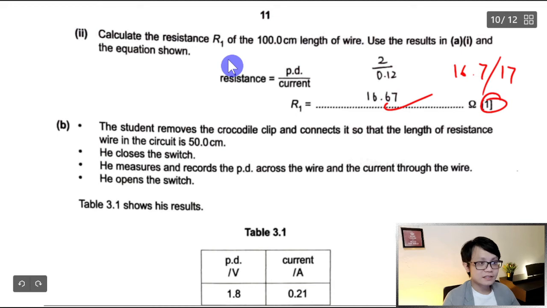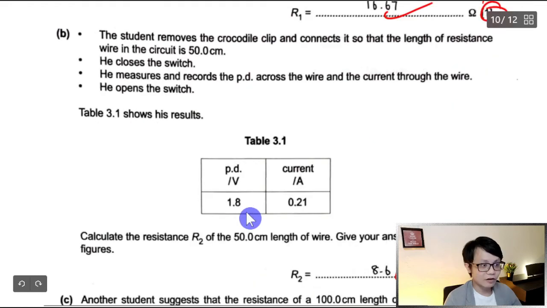Usually this is how the question traps the student. Write the unit. You can choose 2 answers, either 70 or 60.7, up to you. In the marking scheme they already wrote like that so I just follow. The student removes the crocodile clip, and if you clip, then you get 1.8, 0.21. Calculate resistance, 2 significant figures only. Okay, because the marking scheme writes 2 significant figures, so I must follow. The student wrote 2 significant figures, so it's correct.